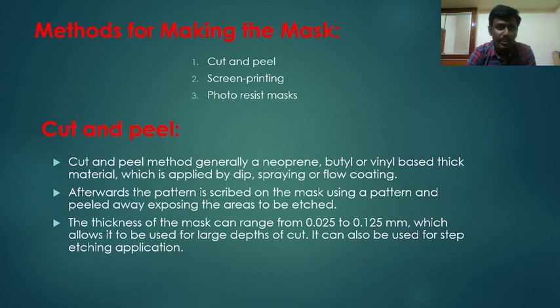In the cut and peel method, generally a neoprene or butyl or vinyl based thick material is applied by dip, spraying, or flow coating. This is more accurate. If we need to get the workpiece in a more accurate way, we need to go with this method, because the masking thickness is 0.025 to 0.125 mm, so that a higher depth of cut can be obtained, which helps us to get the workpiece in a more desired and accurate way. But it is somewhat expensive. That is also needed to be considered.